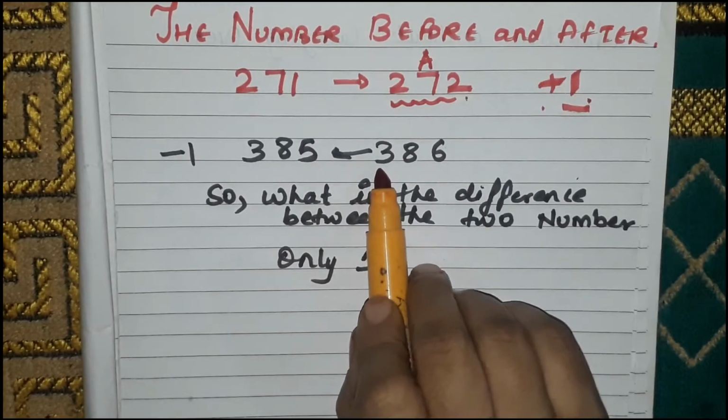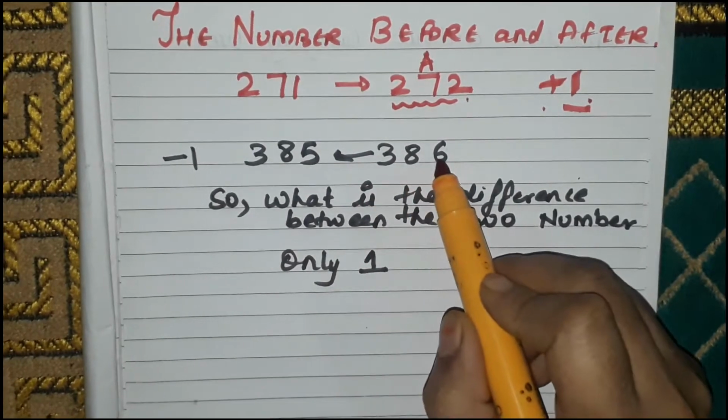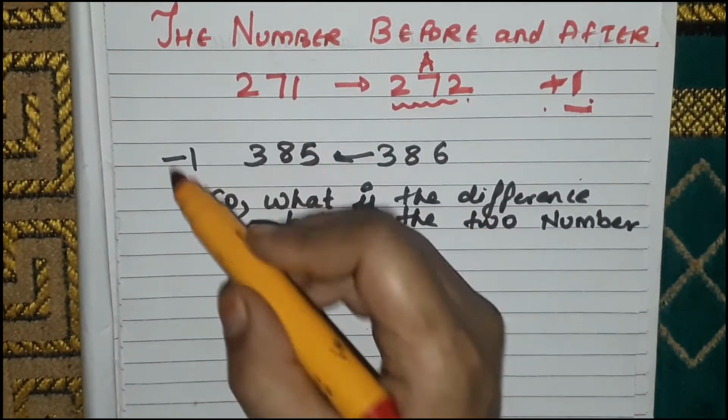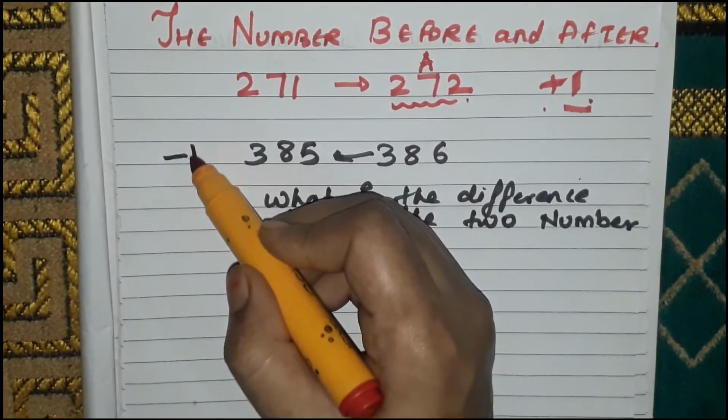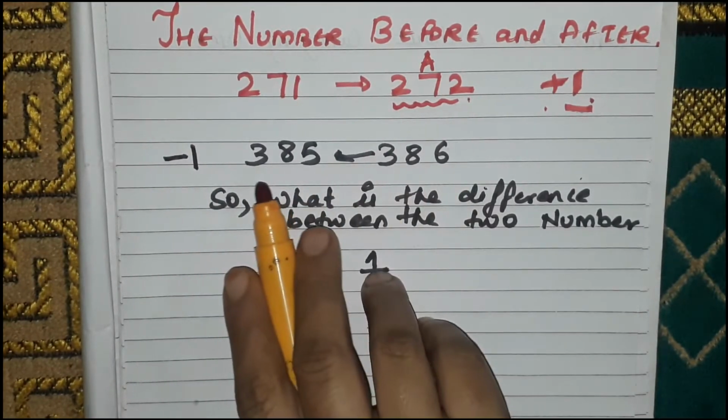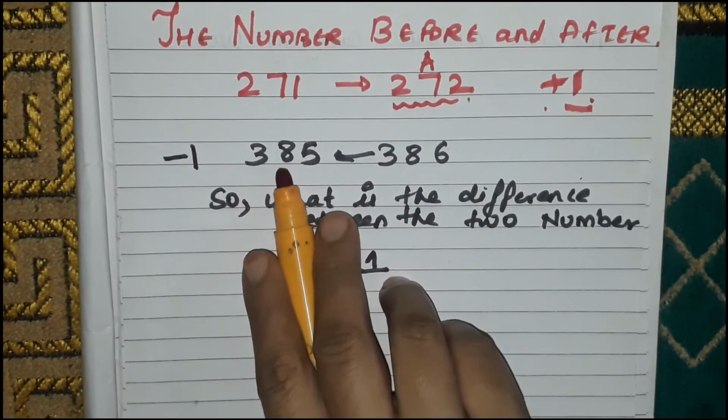Now see the before number of 386. Before 386 what will come? 385. So what do we have to do? We have to subtract 1, minus 1 from 6. So we will get the before number, that is 385.